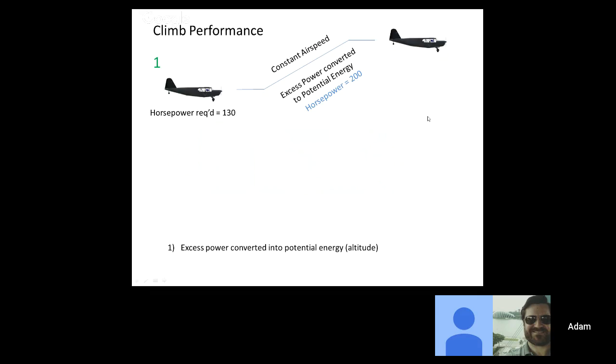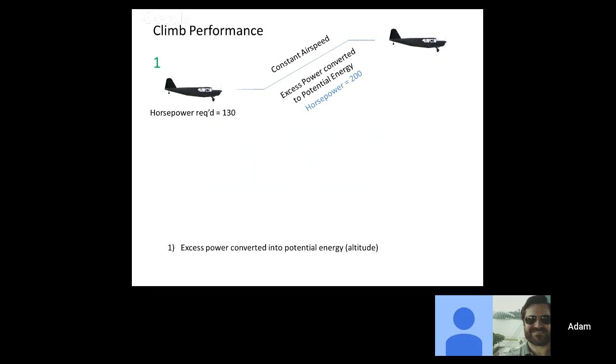Your constant airspeed climb is, simply put, you're going to climb while holding a constant airspeed. If you're flying at 100 miles per hour and you decide to climb the aircraft, you're going to initiate that climb and your airspeed indicator is going to indicate 100 miles per hour the whole entire time.